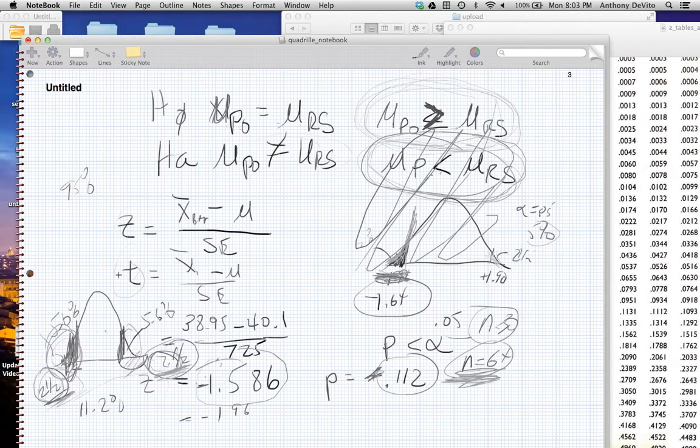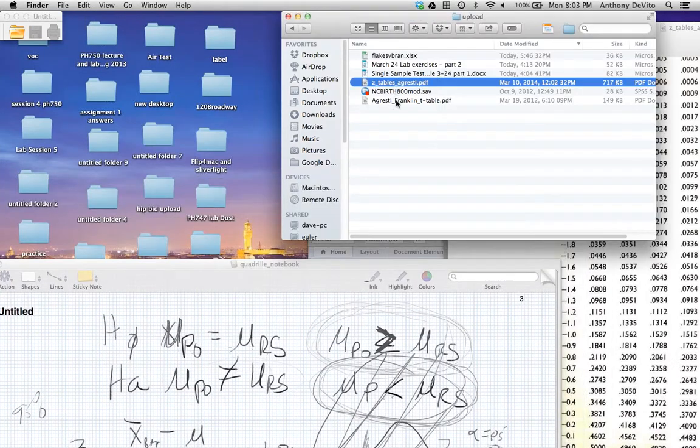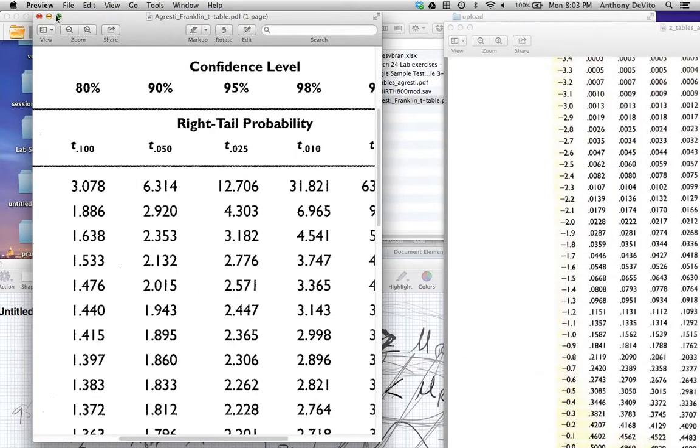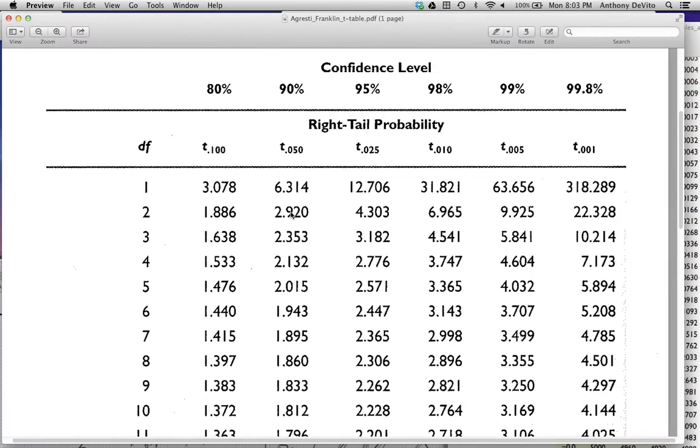Okay, so now let's look at the difference here. It's really the same calculation. It's negative 1.586 and negative 1.586. Same number, right? The question is, what does that number tell you about the t-test? Okay, so now I'm going to open up the t-table. Let me get to the t-table here. Okay, here's the t-table.